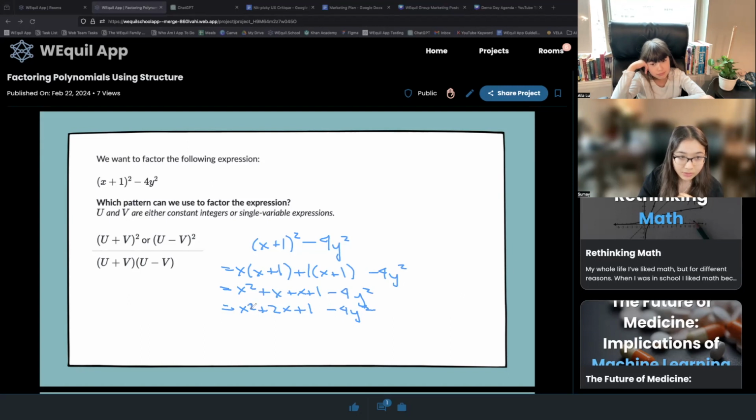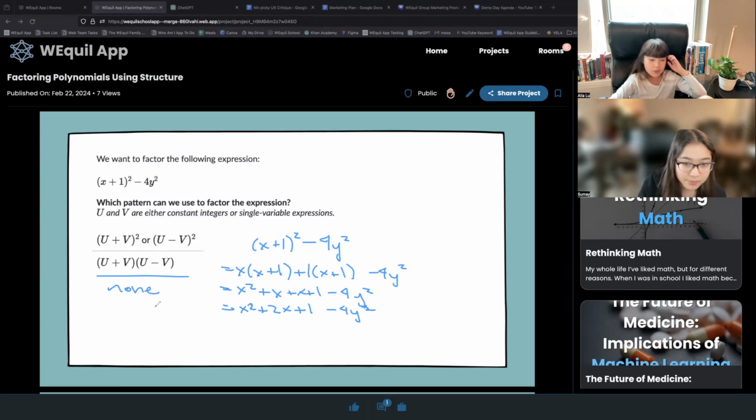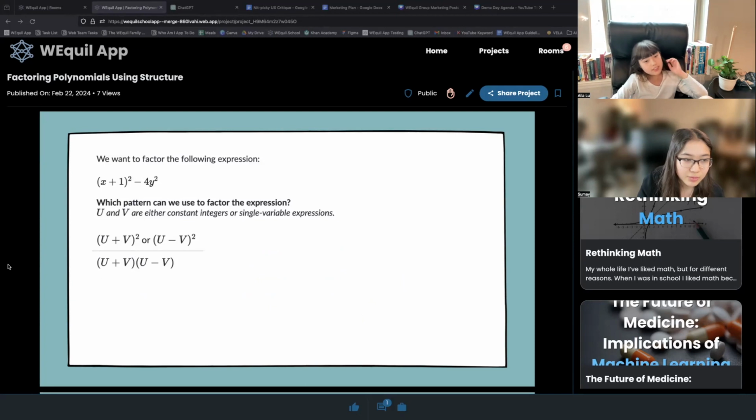x squared plus 2x plus 1 minus 4y squared. I might have chosen an equation that doesn't fit into either of these, because in Khan Academy there's also an option of none. So let's see here. Yeah, I'm going to skip this one.